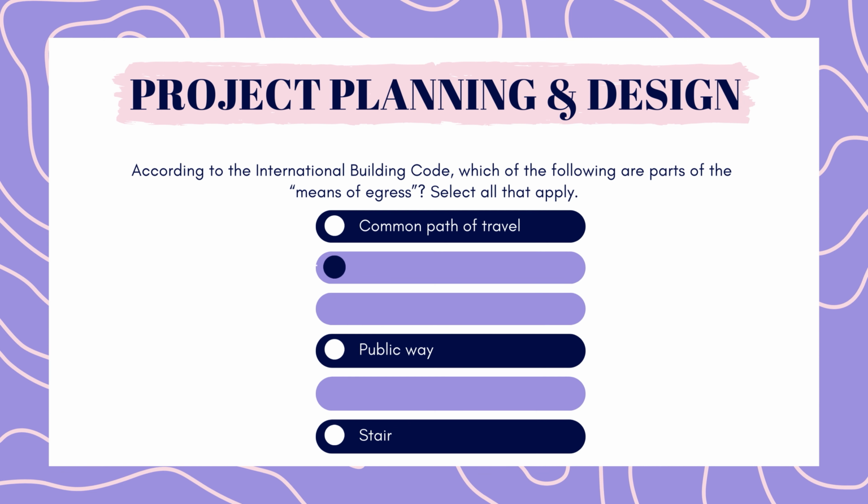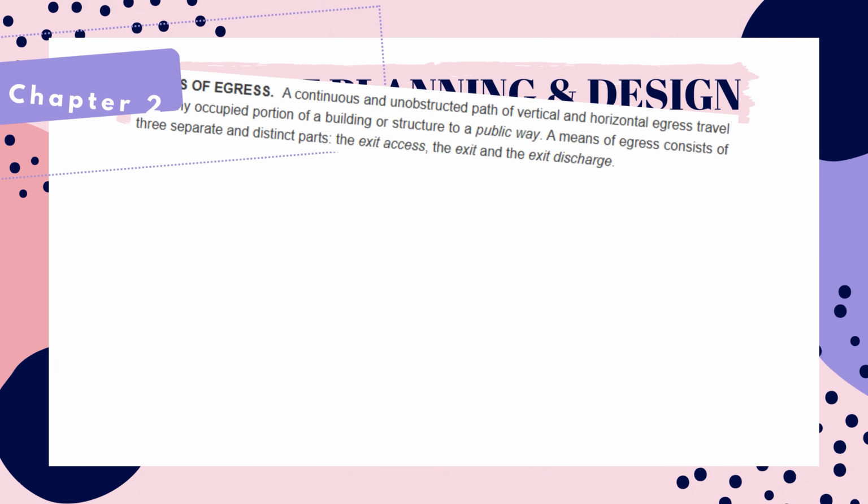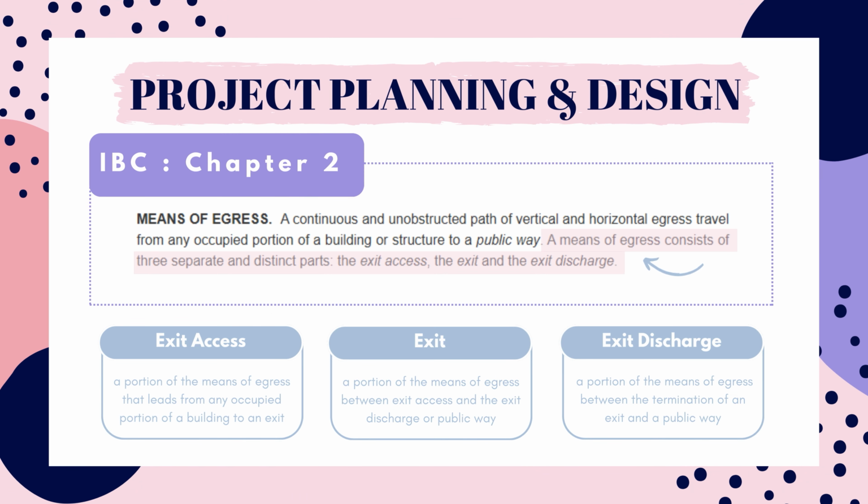And the correct answer is exit access, exit, and exit discharge. Means of egress is defined in Chapter 2 of the IBC as a continuous and unobstructed path of vertical and horizontal egress travel from any occupied portion of a building or structure to a public way. A means of egress consists of 3 separate and distinct parts: the exit access, the exit, and the exit discharge. A public way is a street, alley, or open land that is outside to a street and has been permanently dedicated for public use. It's not part of the egress, but the means of egress must lead to it.